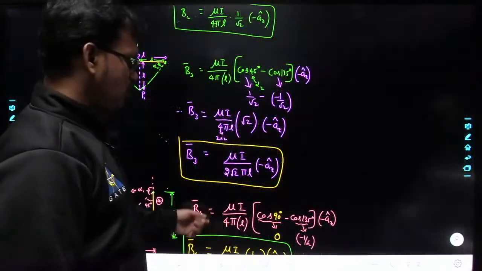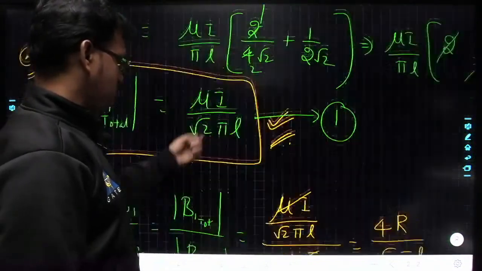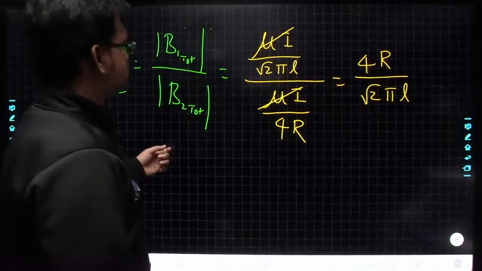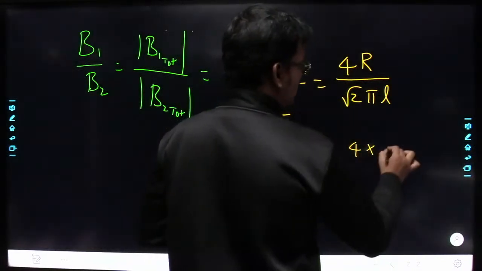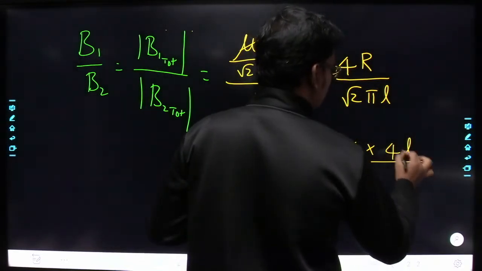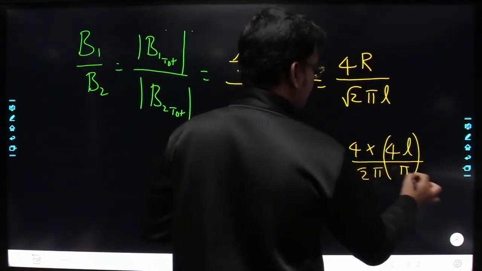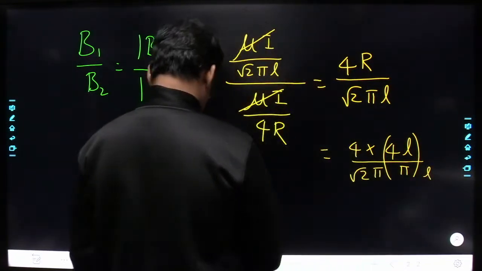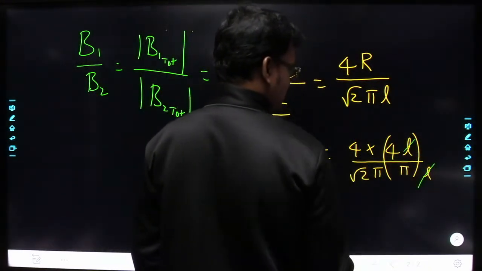Okay. R equal to 4L by pi. So just substitute that here. In this expression, 4 into r, where r is equal to 4L by pi. So here you have root 2 pi, here L. Do the cancellation here. Here L cancels, here L cancels, right?